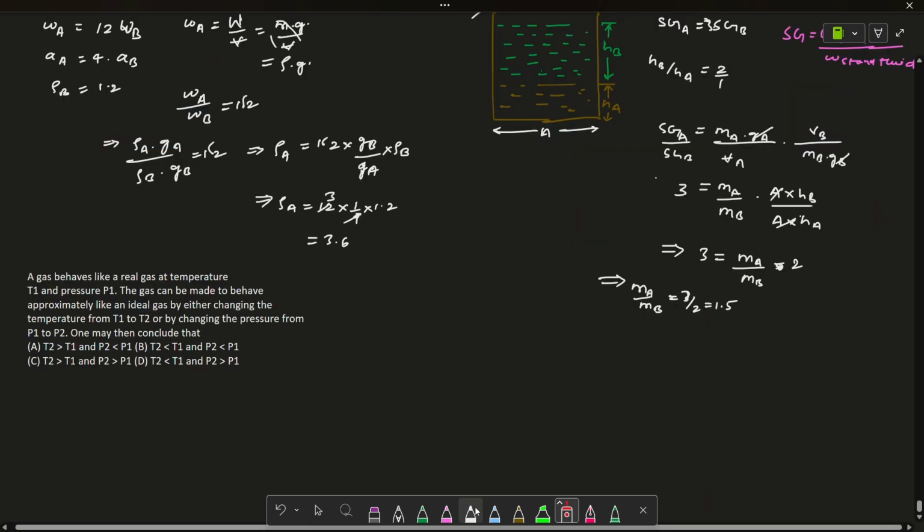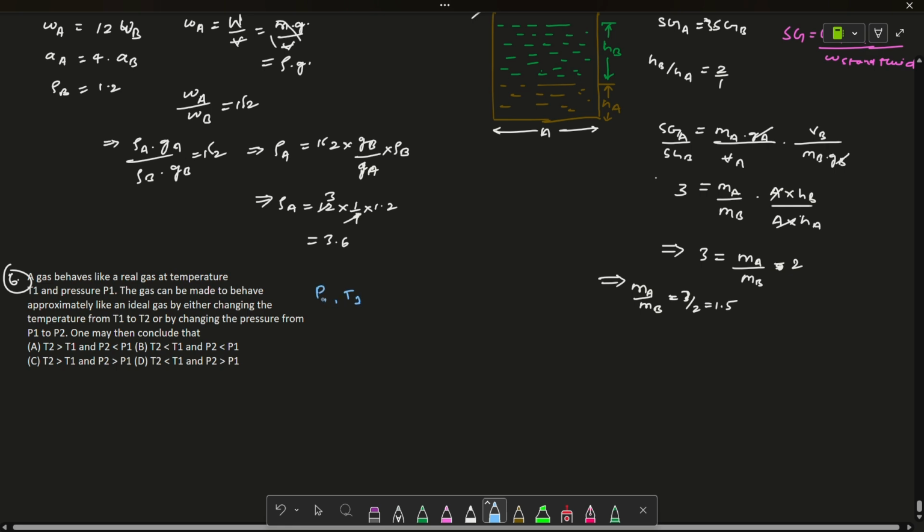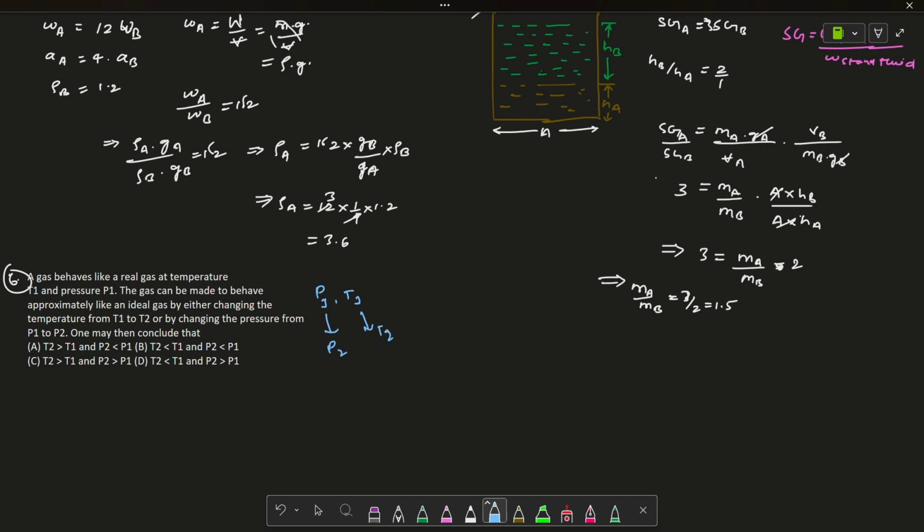Now one more question is there, that is question number 6. The question is: a gas behaves like a real gas at temperature T1 and pressure P1. The gas can be made to behave approximately like an ideal gas. Okay, so a real gas is there, for example, you take it as air or anything of that kind. It is at pressure P1 and temperature T1, right? And now it is saying that after changing the temperature to T2 and pressure to P2, it behaves as an ideal gas. So which of the options is correct?